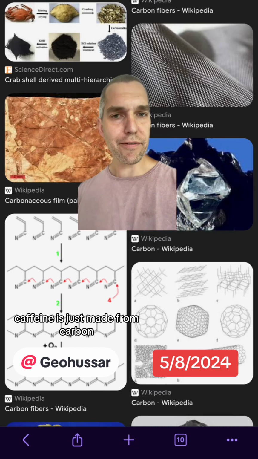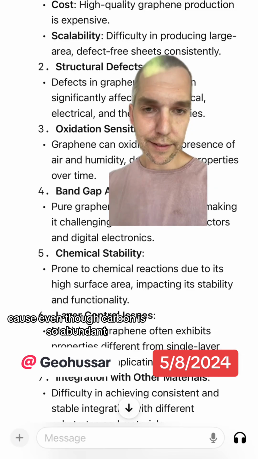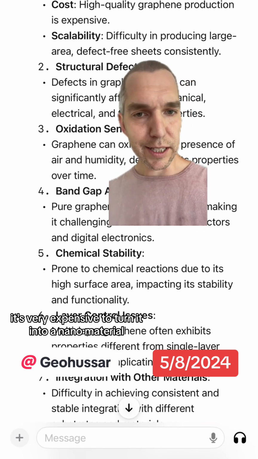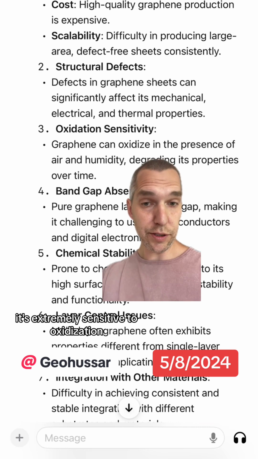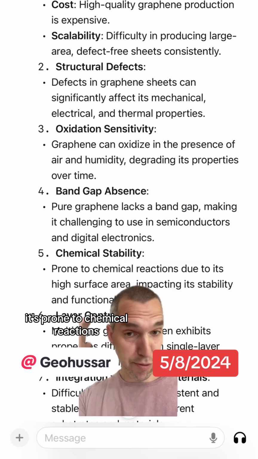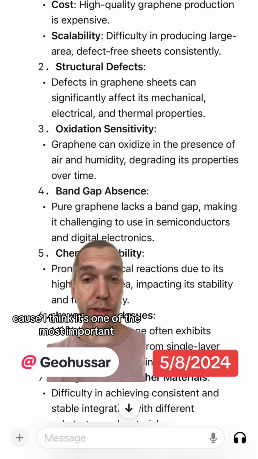Graphene is just made from carbon, so why don't we just get it from coal or pencil material? Because even though carbon is so abundant, it's very expensive to turn it into a nanomaterial. It's extremely sensitive to oxidization. Because of its high surface area, it's prone to chemical reactions. Now pay attention to this one, because I think it's one of the most important.